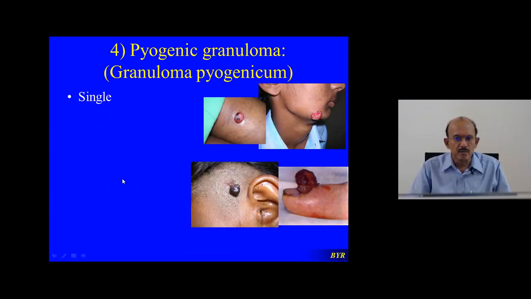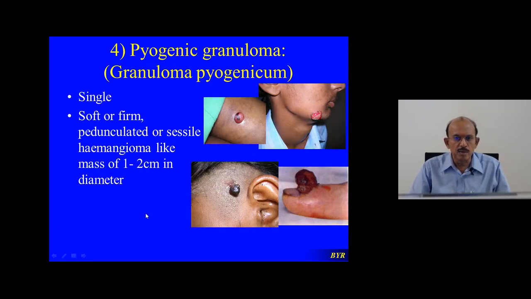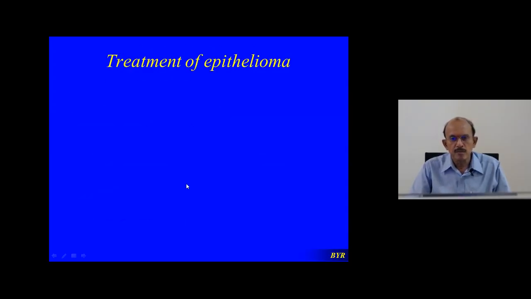Granuloma pyogenicum, it is a single, soft or firm pedunculated sessile hemangioma-like mass of 1 to 2 centimeters in diameter, slow growing and bleeds on trauma. So already we have learnt about this one in the acquired vascular lesions.